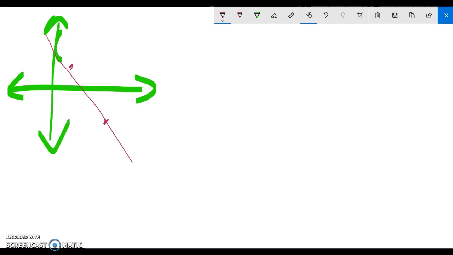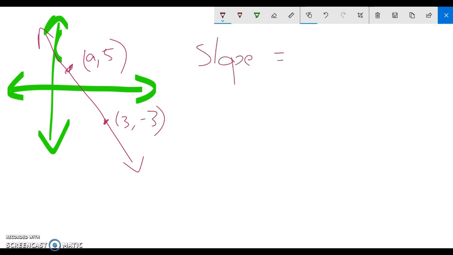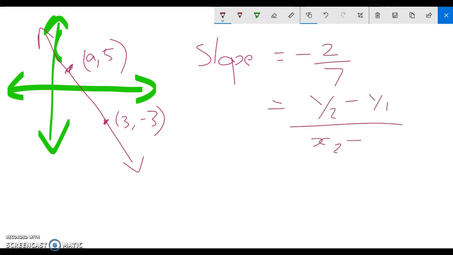Got a slope. It's probably a pretty big, massive hint that you are meant to use the slope formula, so please use it. Alright. (3, -3). It's got the slope. It's told you the slope. The slope is equal to -2/7. Now remember the slope formula? It equals y2 take y1 over x2 take x1. Alright? So we're just going to sub in.